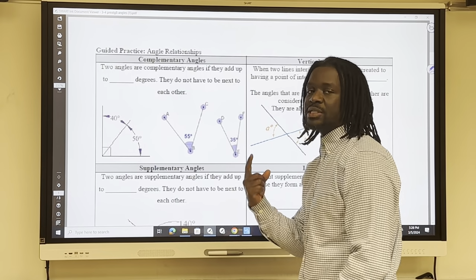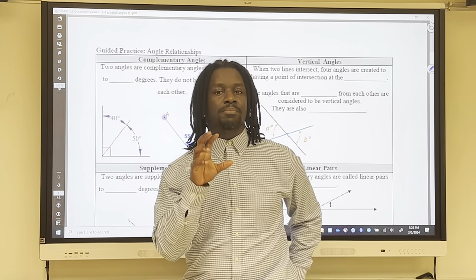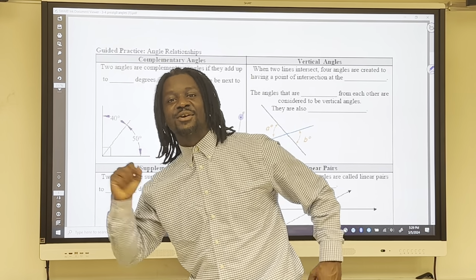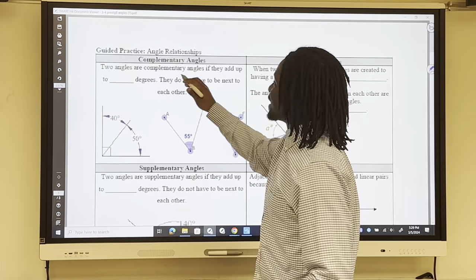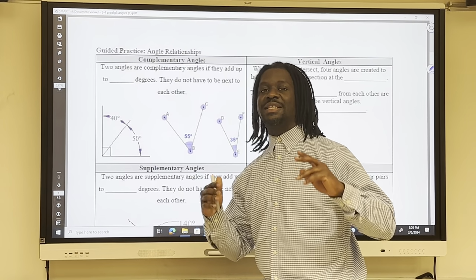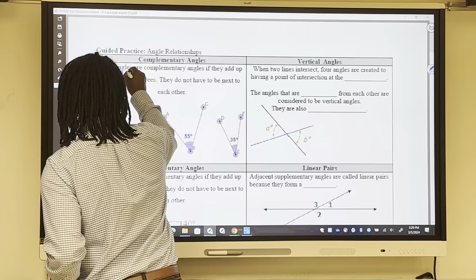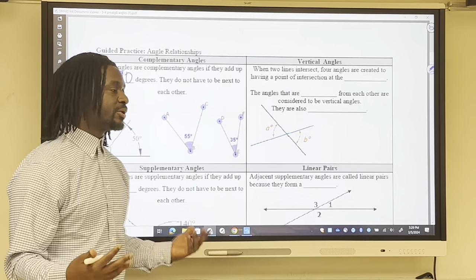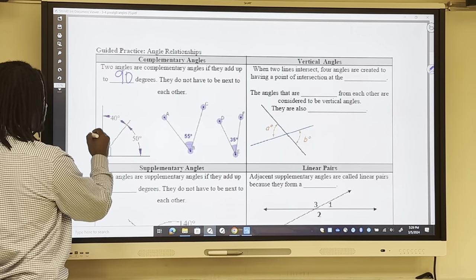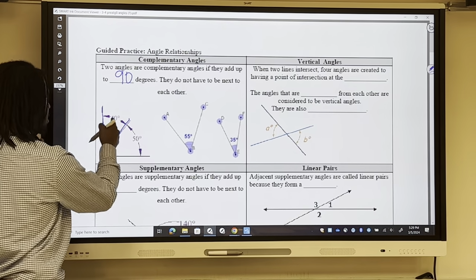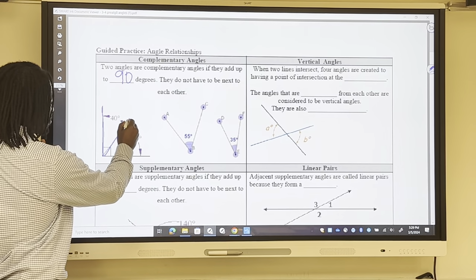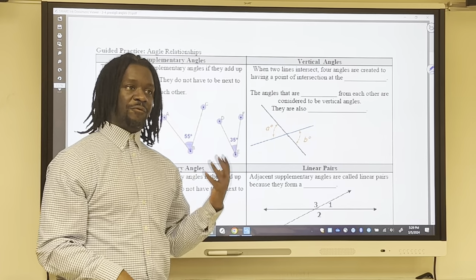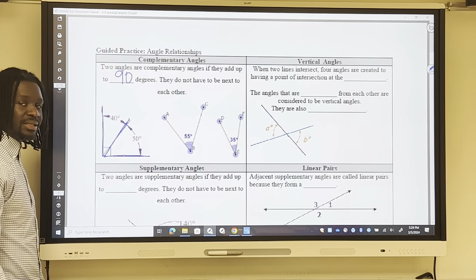So the first type of angle that you need to know is complementary angles. Say it with me. Complementary angles. And complementary angles are any two angles that add up to give you 90 degrees, okay? So when you add two angles up and they give you 90 degrees, they're complementary. So in this first example, I have this angle is 40 degrees, and then this angle is 50 degrees. And when you add 40 plus 50, that gives you 90.